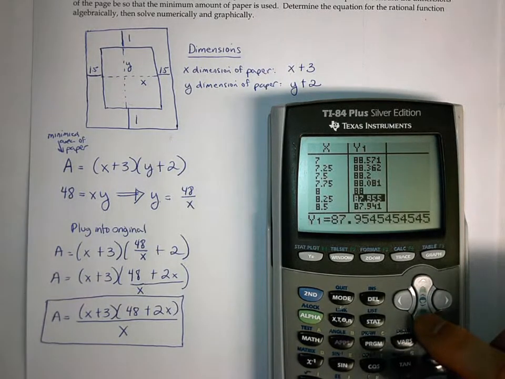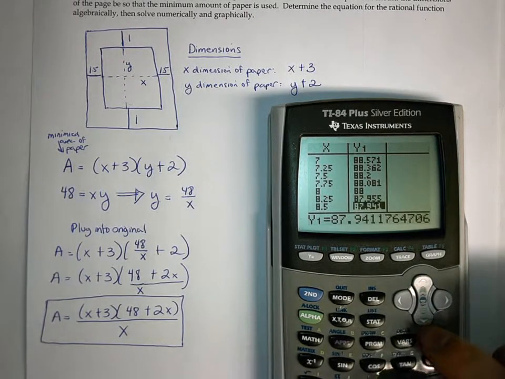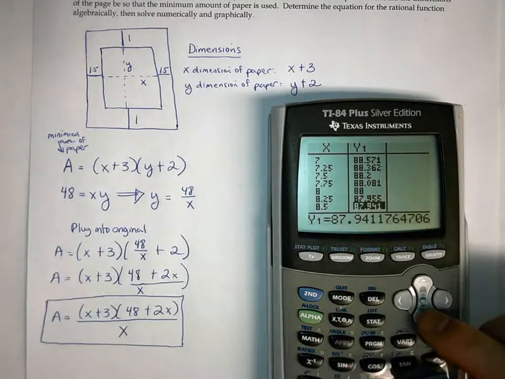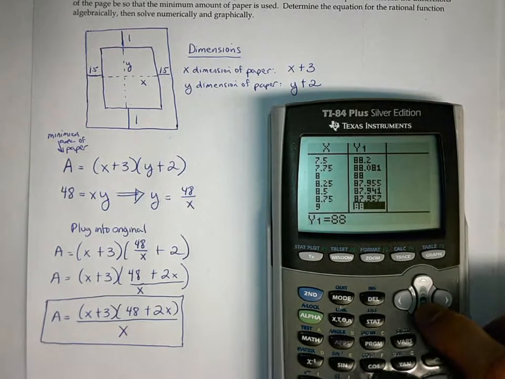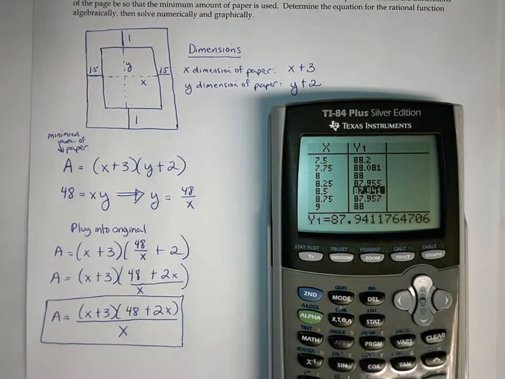Well, I can see here at 8 was 88, which I knew. And then 8.25 is 87.9. 8.5 is 87.941. I can see right here I'm getting a little less, and then I come back to my 88. So at 8.5 there, I'm at 87.941.